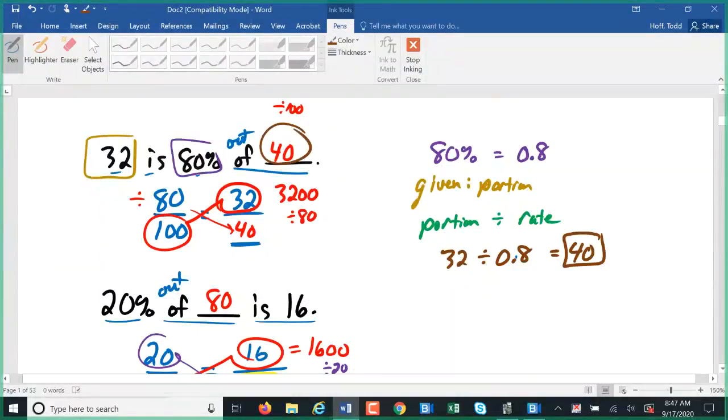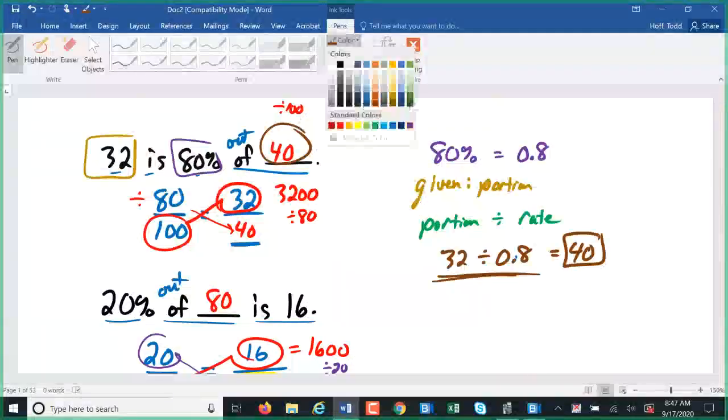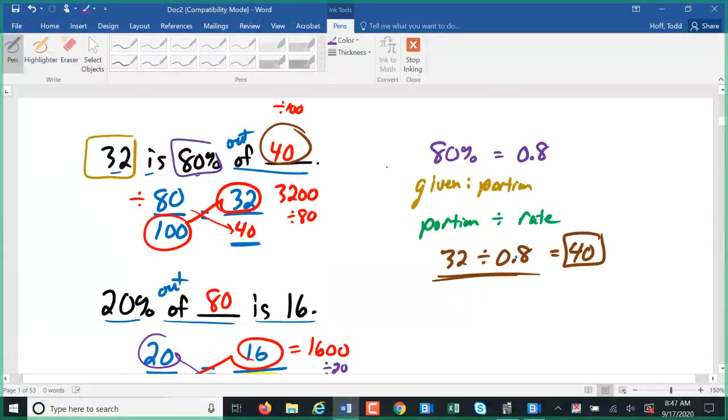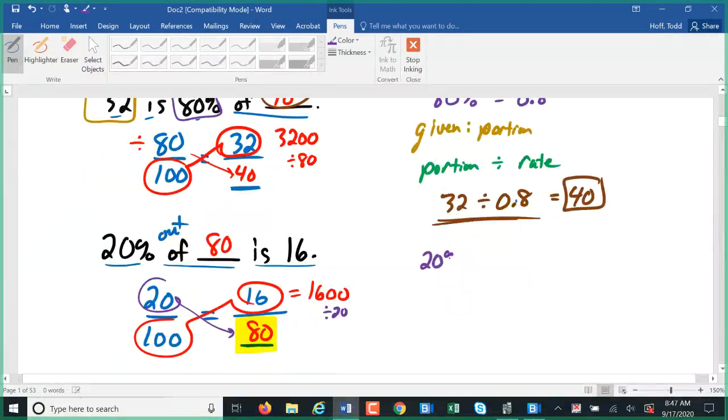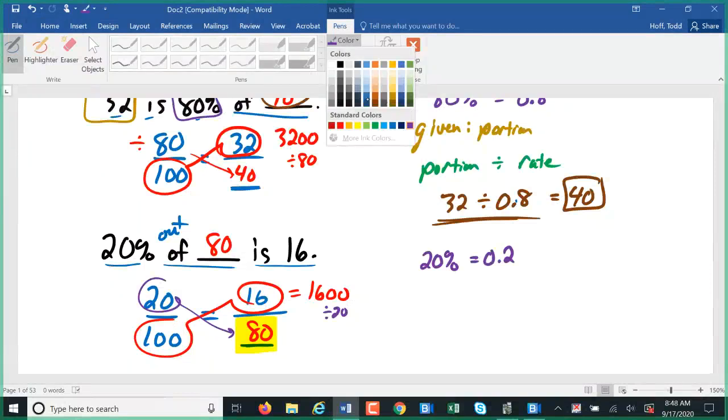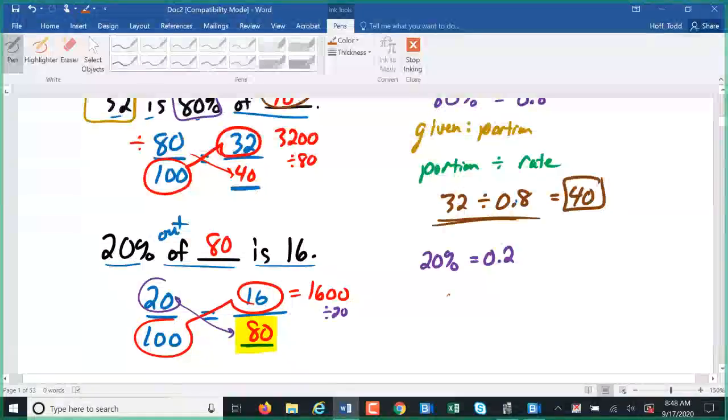But with the rate method, part of the difficulty is you have to be able to identify the piece of information that you're given. You have to identify what it is and then decide, am I going to multiply by my rate or am I going to divide by my rate? So like this next one, the percent of 20% gives us a rate of 0.2. And we're going to take our portion of 16 divided by 0.2 to get 80 as our base. So there we had to divide.